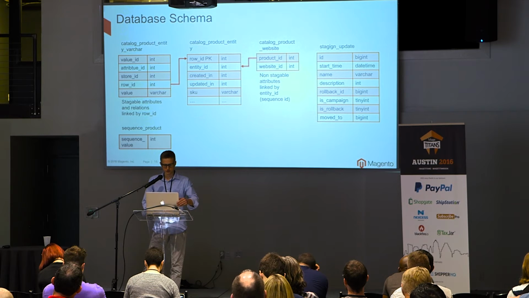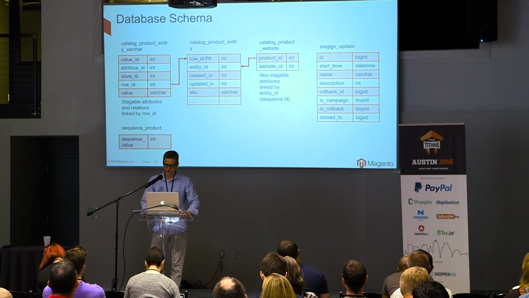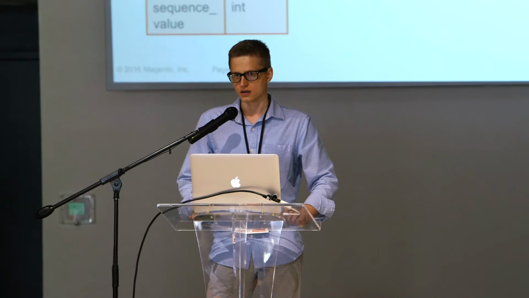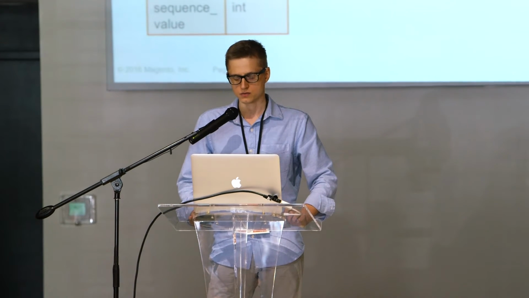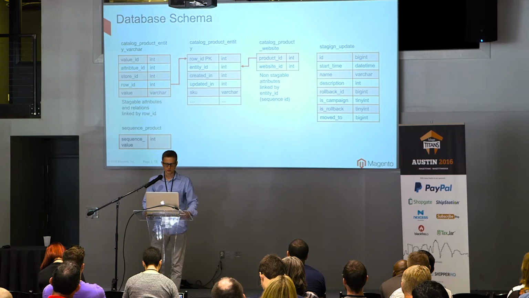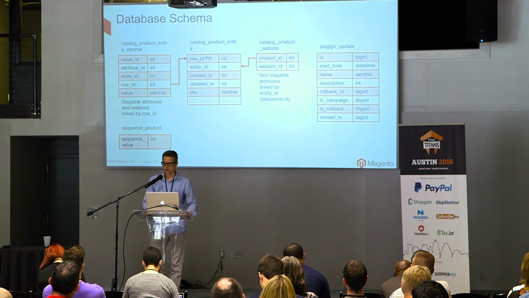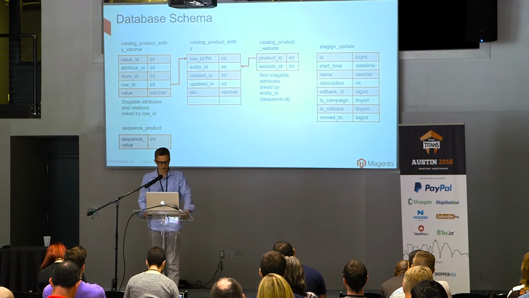Let's take a look at changes to database schema. To describe changes to database schema, I will use catalog product entity as an example, but the following changes apply to other entities as well. If you look at the catalog product entity table, you would notice that entity ID is not a unique field anymore. There is a row ID and it's the primary key now.